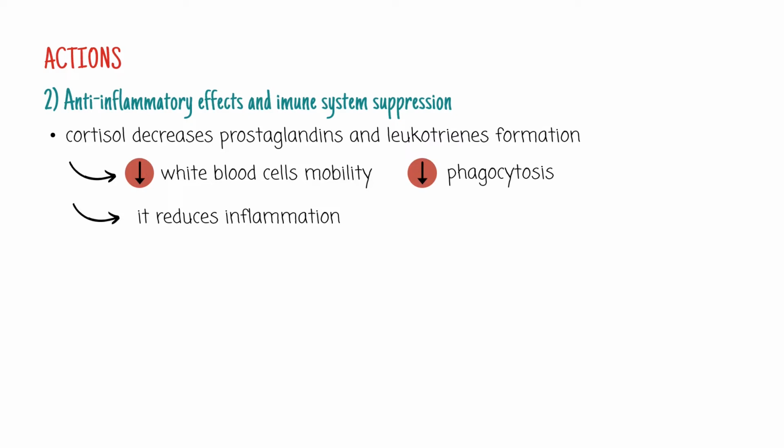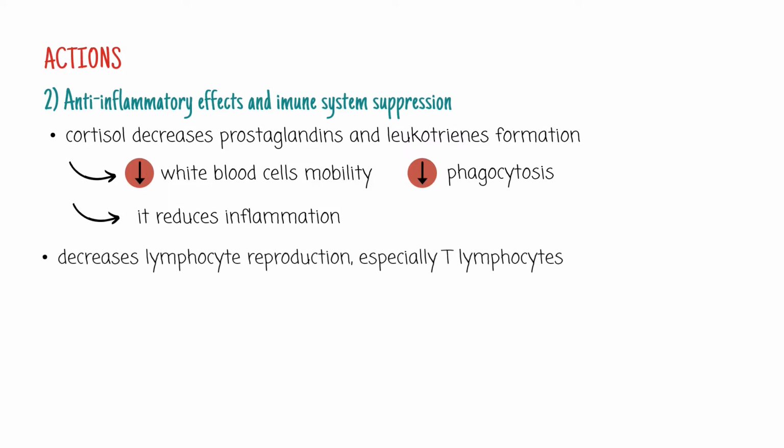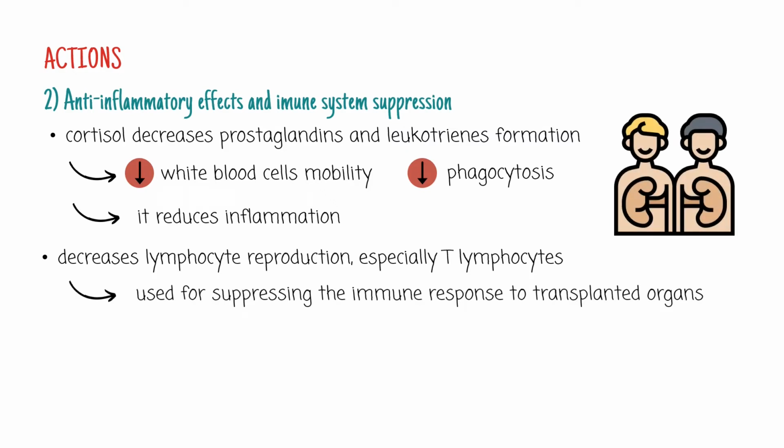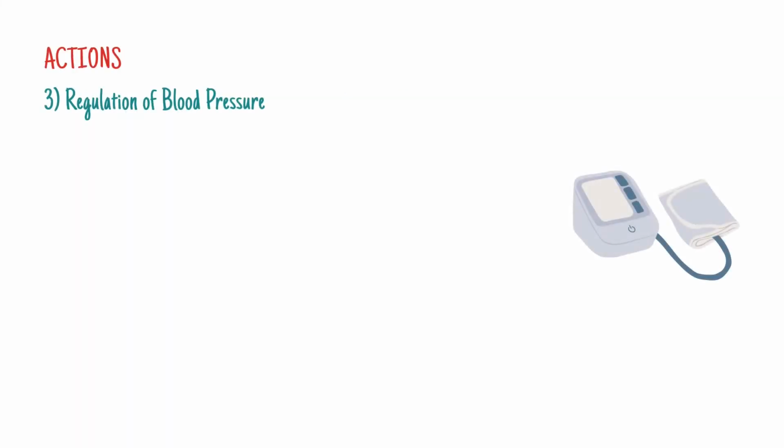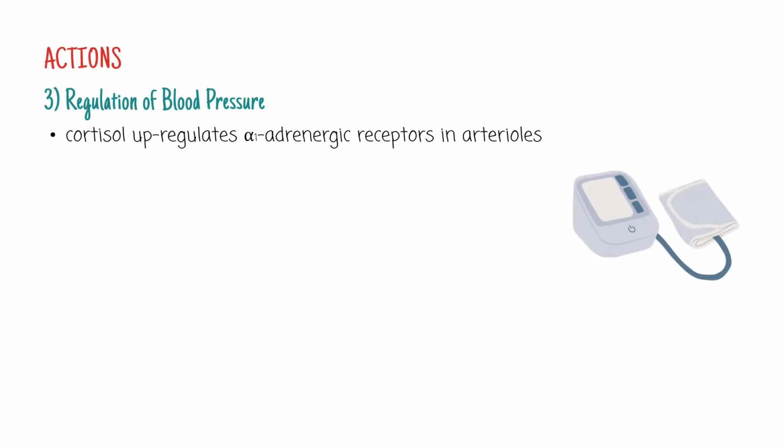Cortisol also decreases the production of lymphocytes, especially T lymphocytes, which suppresses the immune system, and this effect is also used in medicine because you can give cortisol to patients with transplanted organs so that their bodies don't reject them. So again, quite important. Cortisol also plays a role in regulating blood pressure because it upregulates alpha-1 adrenergic receptors in arterioles. Upregulation simply means that there's more of these receptors.